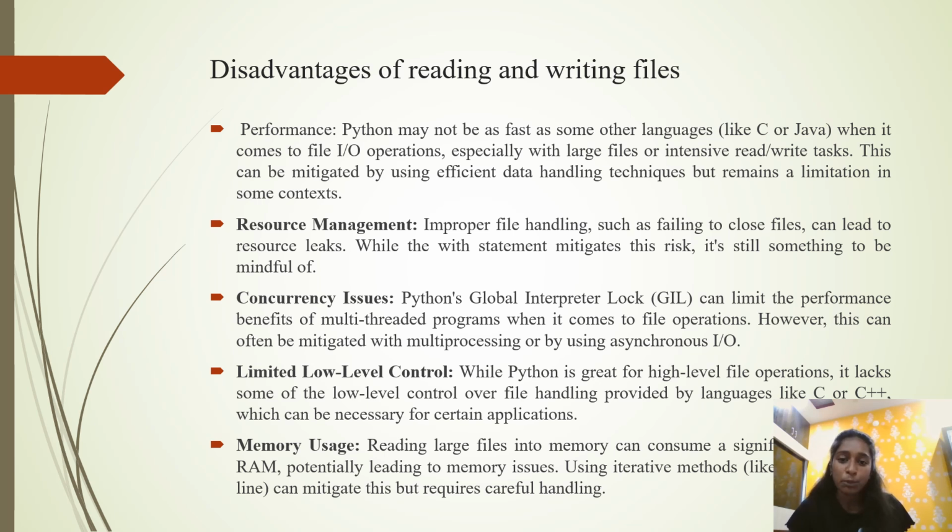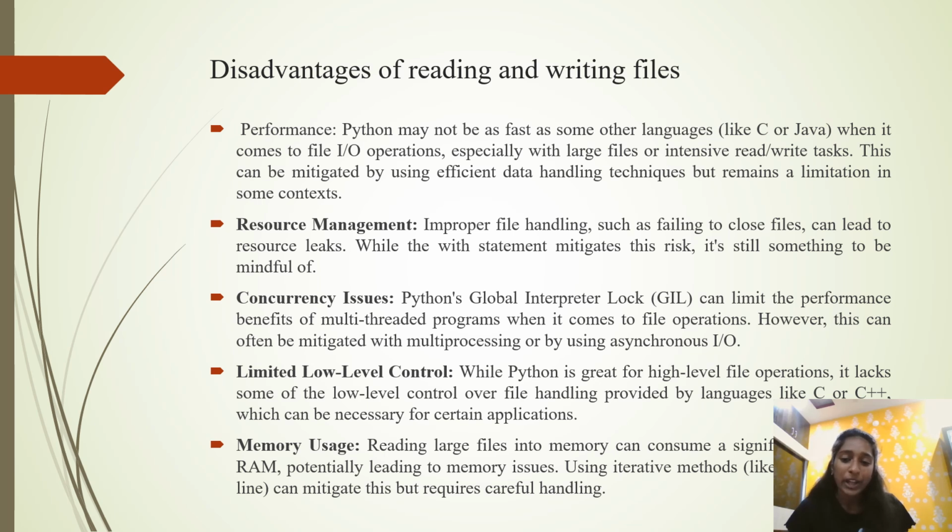Resource management. Improper file handling, such as failing to close files, can lead to resource leaks. While the with statement mitigates the risks, it's still something to be mindful of. Concurrency issues. Python's global interpreter lock can limit the performance benefits of multi-threaded programs when it comes to file operations. However, this can often be mitigated with multiprocessing or by using asynchronous input or output.